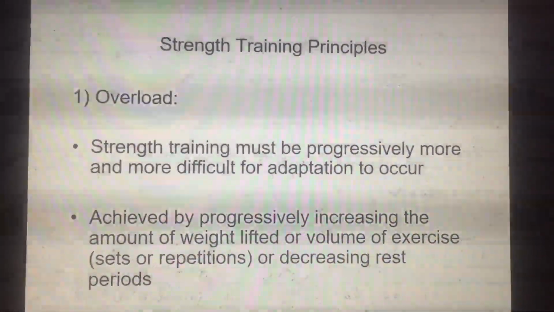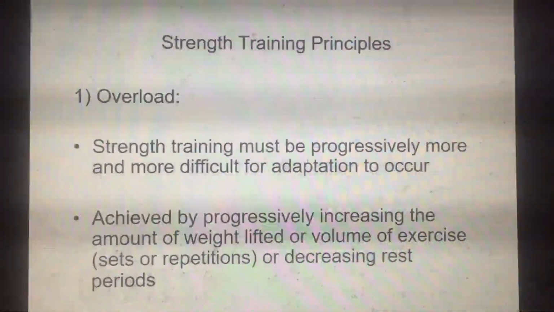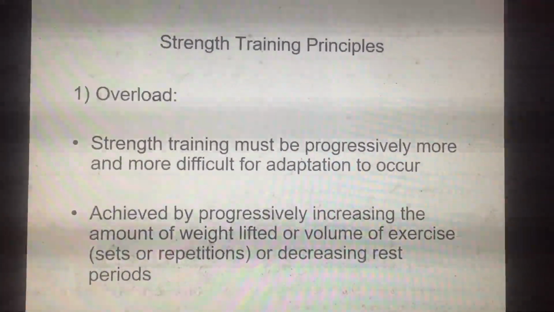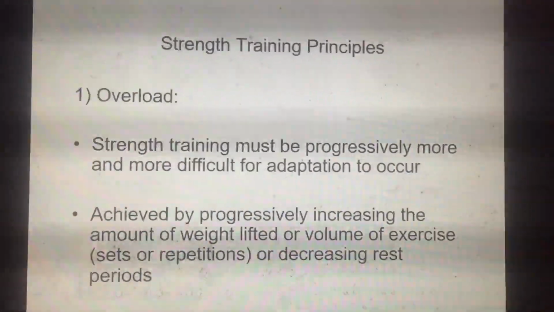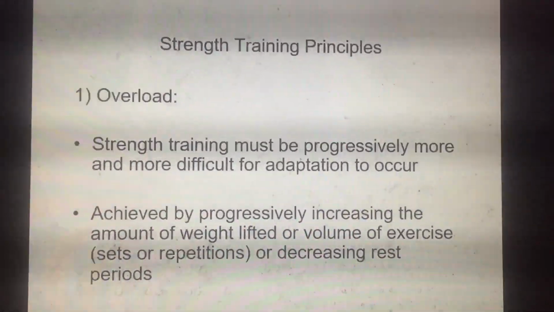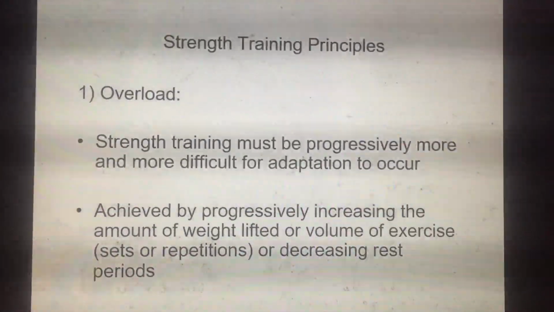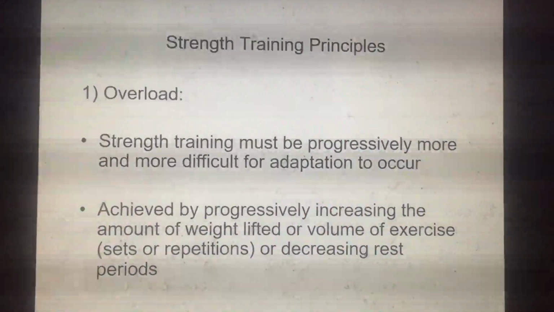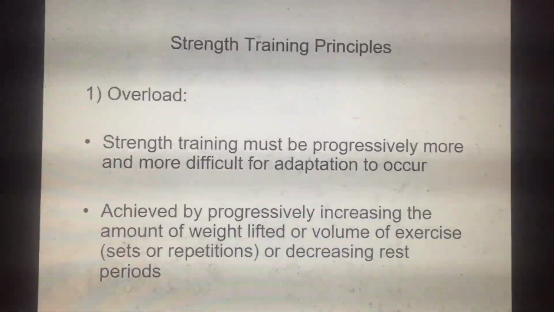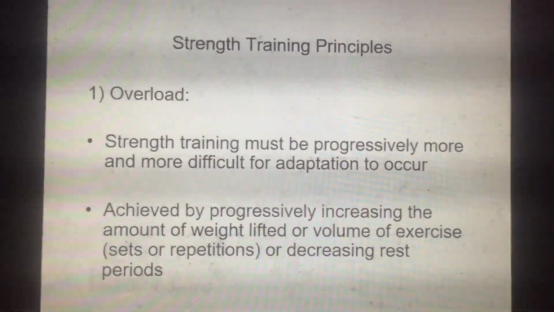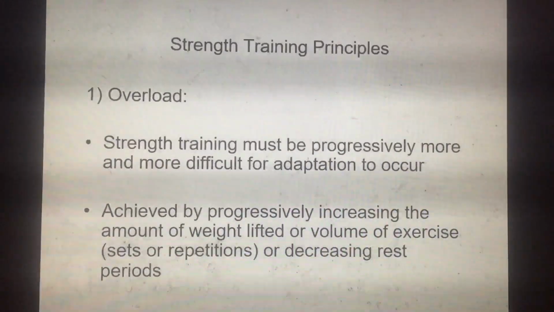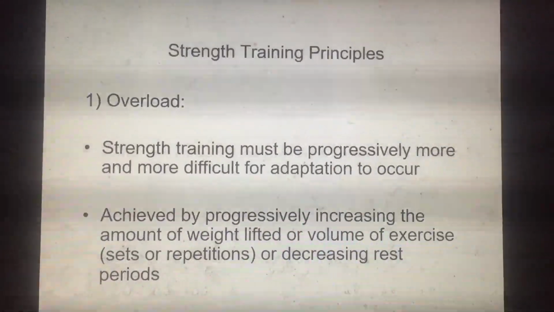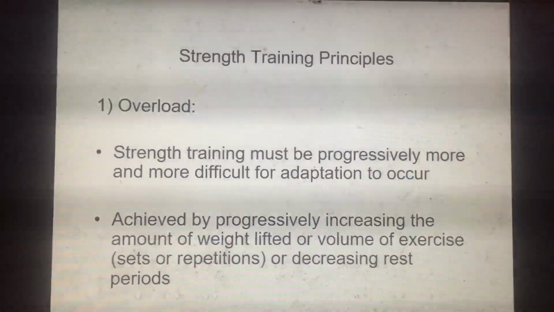So strength training principles, overload. Strength training must be progressively more and more difficult for adaptations to occur. So you have to make your workouts more and more difficult in order to see gains in muscle mass and strength. And this is achieved progressively by increasing the amount of weight lifted or the volume of exercise, which refers to sets and repetitions. Or you could decrease your rest periods between sets. So anything to make your training sessions more and more difficult as you go on.